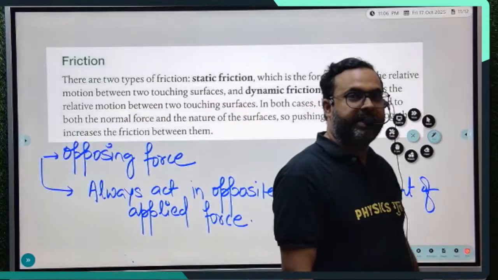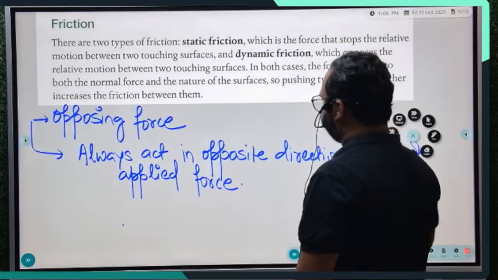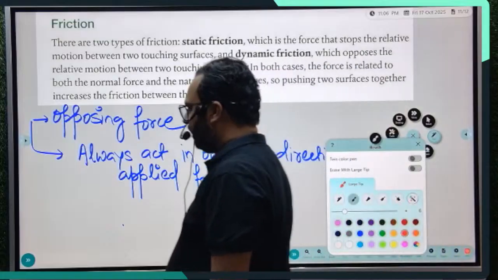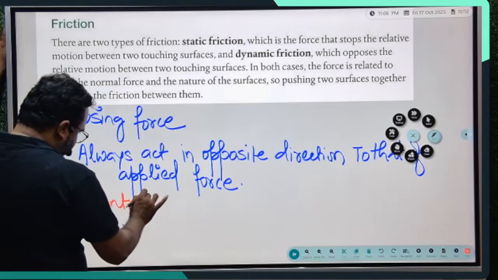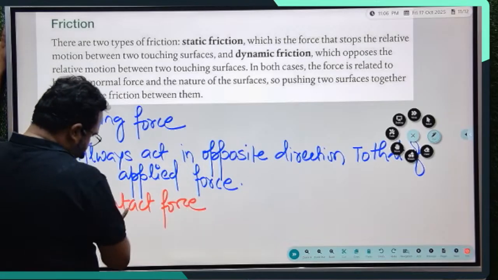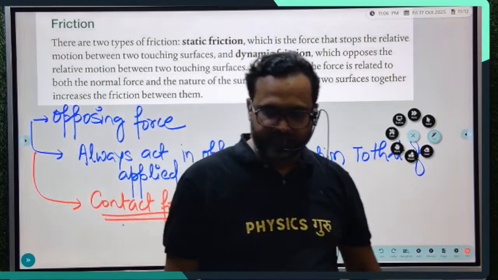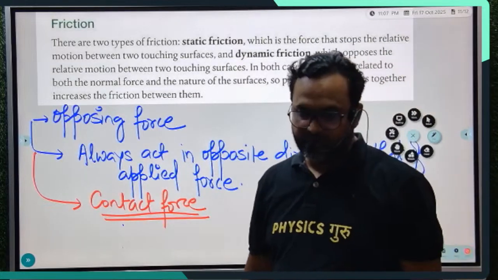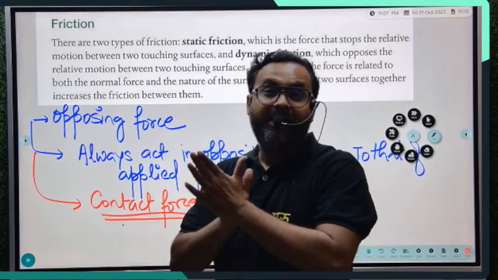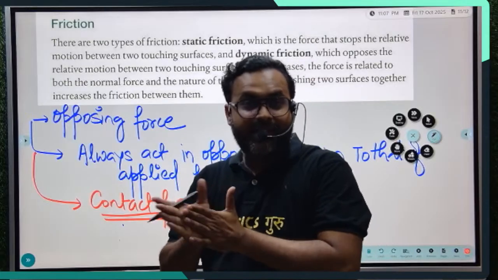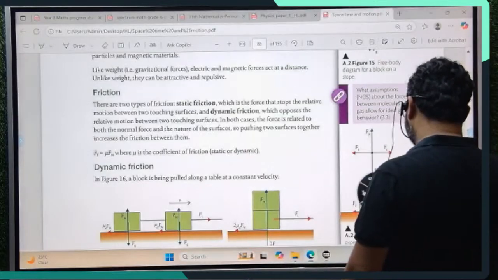It always acts in the opposite direction to that of applied force. That we are talking about friction, right? These are the features of friction. It is a contact force. That means it comes into picture when two bodies rub together. So friction is a contact force. It comes into picture when two objects rub. Clear?